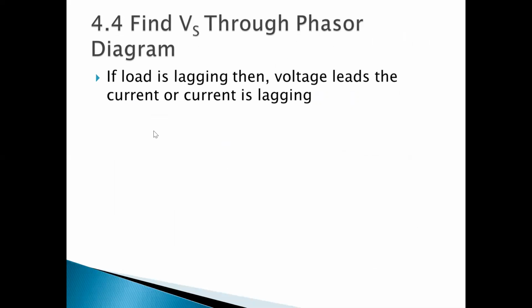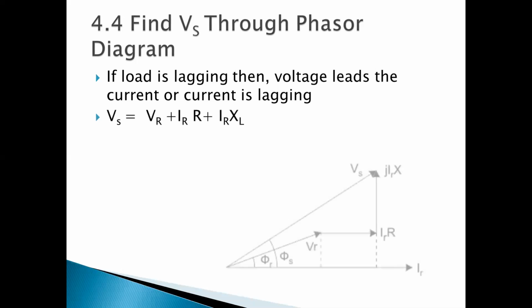Here is the phasor diagram we are going to discuss. Normally the system load is lagging. If the load is lagging, the voltage leads the current, or the current is lagging. Don't look at this diagram, we can just write here: if load is lagging, then voltage leads the current. We know that in a power system, if the load is lagging, then the voltage will make some angle with the current.